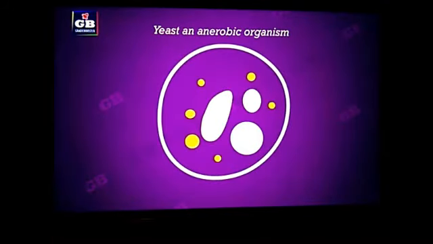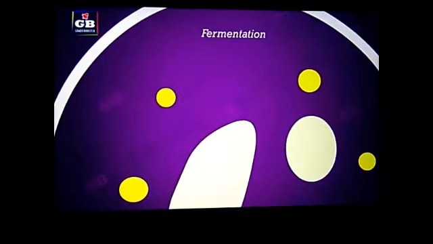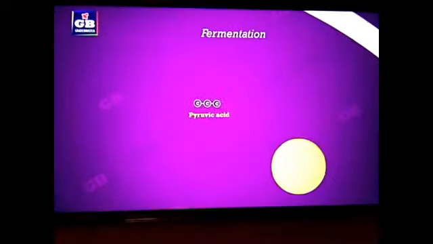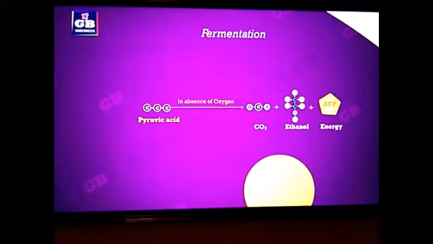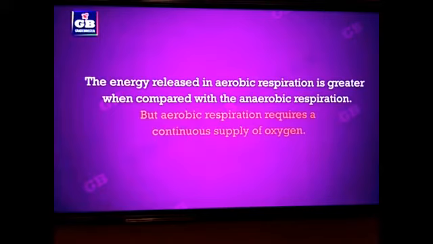In the case of yeast and anaerobic organisms, glucose is converted to pyruvic acid. Pyruvic acid releases energy by converting into ethanol and carbon dioxide. This process is called fermentation. The energy released in aerobic respiration is greater when compared with anaerobic respiration. But aerobic respiration requires a continuous supply of oxygen.